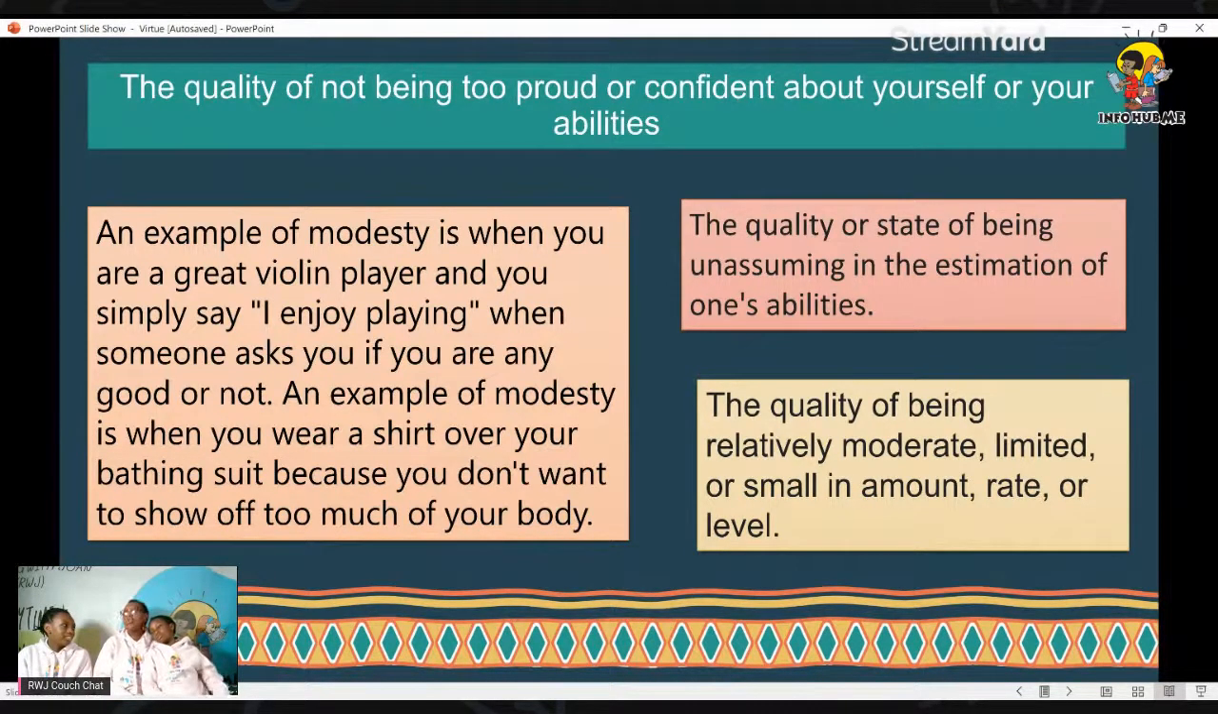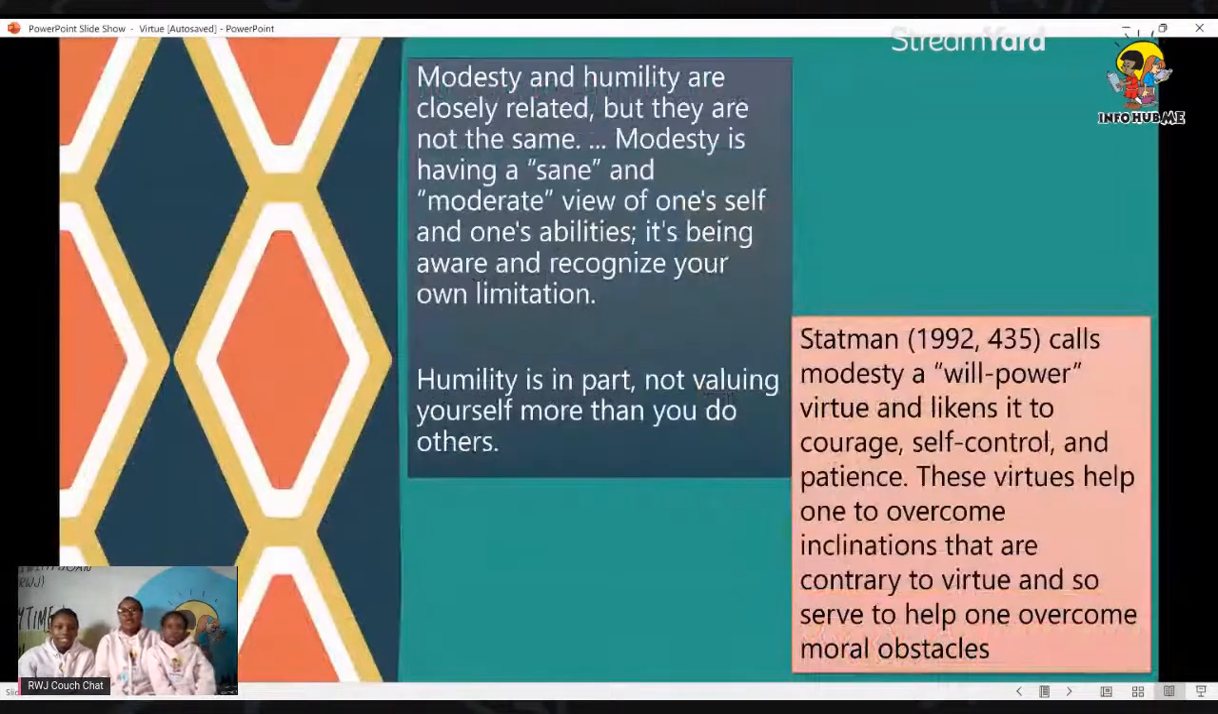So let's look at dressing. You don't cover up yourself completely, or you don't go naked. That is moderation. You are not in the two ends, you are in the middle. That's moderation. So moderation and humility are closely related, but they are not the same.